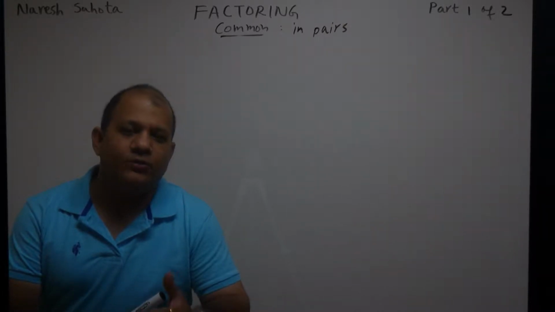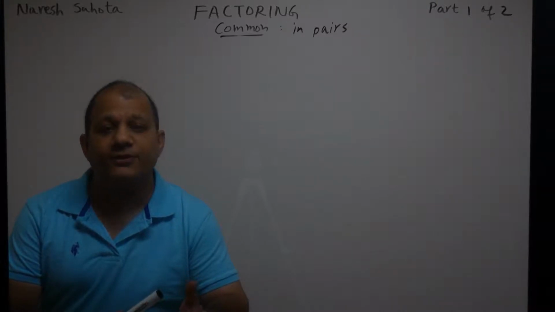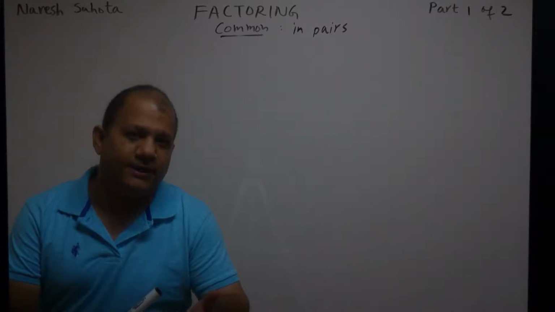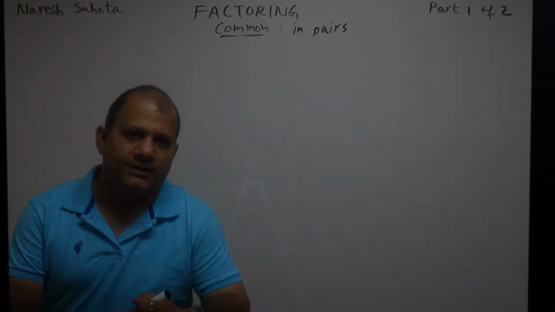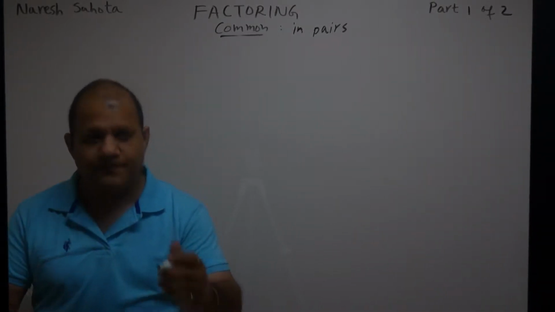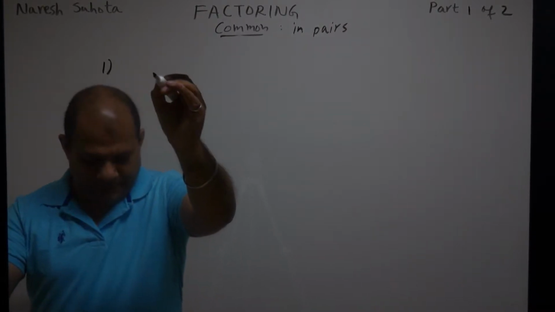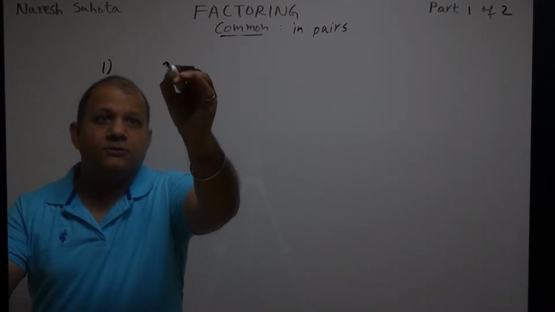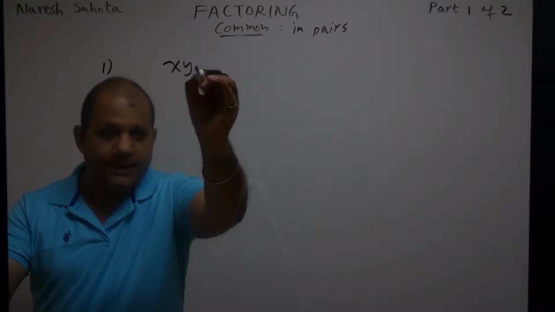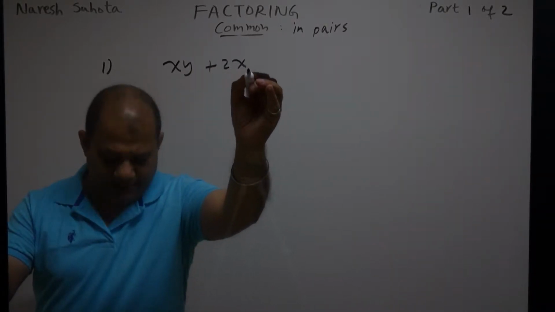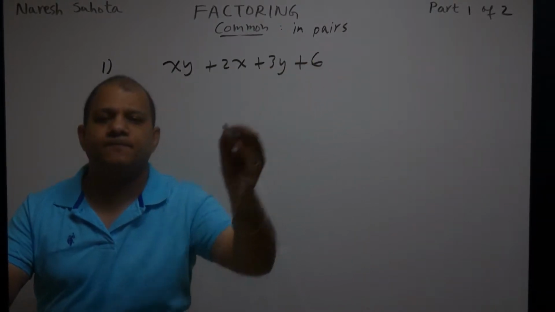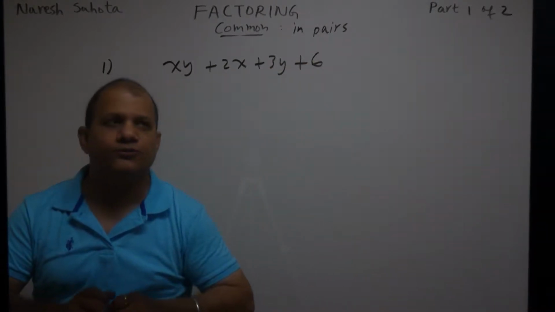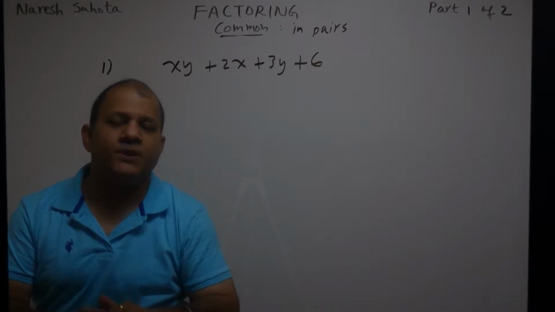In this tutorial we're going to learn how to common factor in pairs, and another name for this is common factoring by grouping. So let's look at the first example. We're given xy plus 2x plus 3y plus 6, and we're asked to factor this expression.